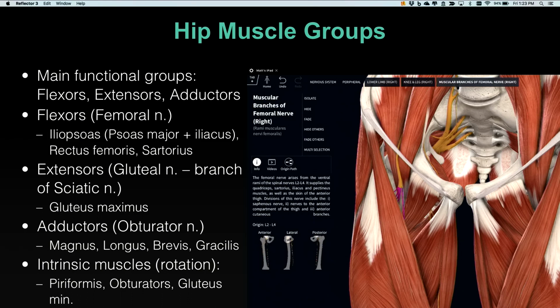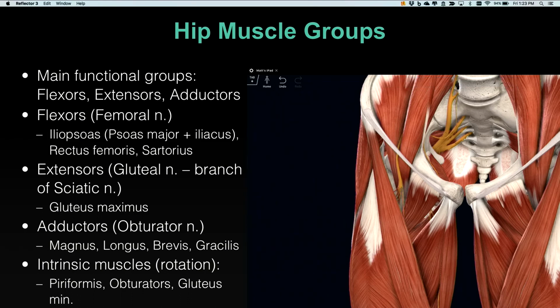So that, I would say, is our main hip flexor, iliopsoas. There are other muscles that do flex the hip. This is our main hip flexor. When you think about working out your hip flexors or your hip flexor is tight, it's probably iliopsoas.